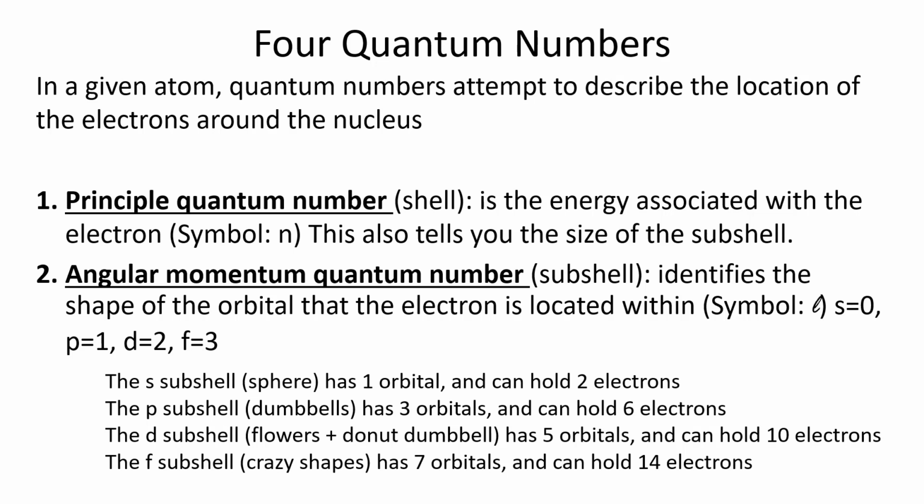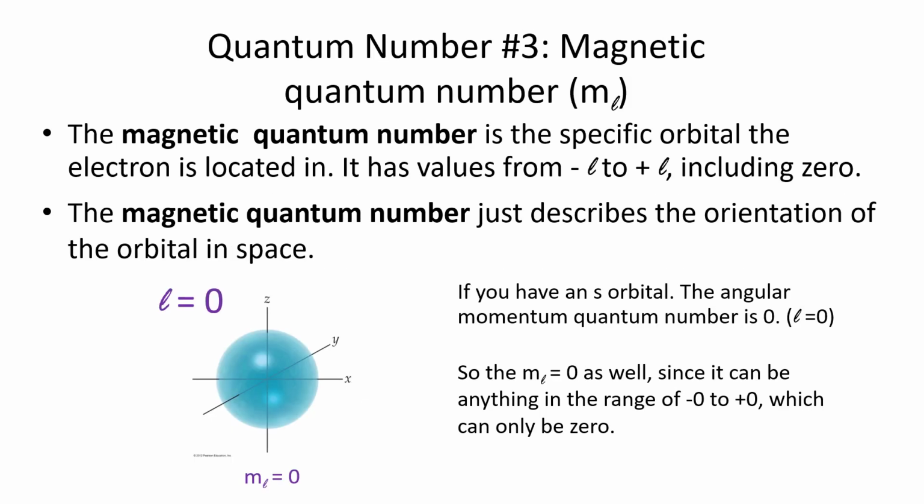The F, all kinds of fun, crazy shapes. And then those are 7 orbitals for a total of 14 electrons possible in the F subshell. So these we've already looked at. If you don't remember them, go back and look at previous videos. The first quantum number we're going to look at today that is new is the magnetic quantum number.